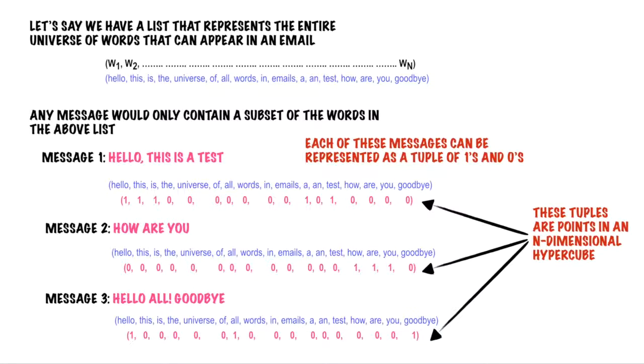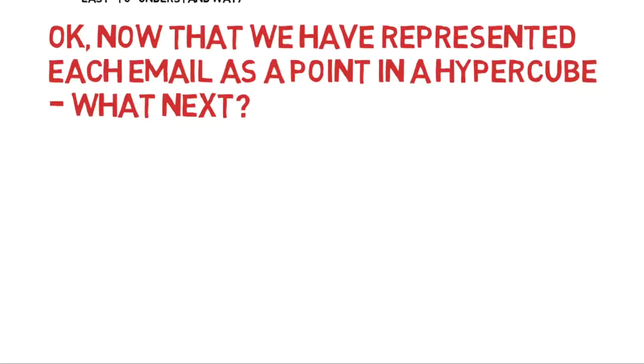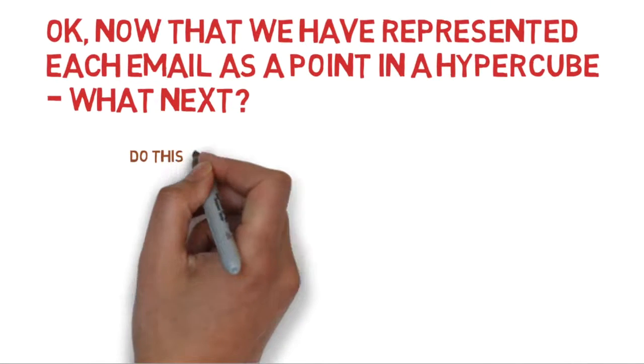Now all these tuples are points in an n-dimensional hypercube. The ones and zeros, or the elements of these tuples, represent the coordinates of that point in an n-dimensional hypercube. So using this simple method, we've been able to represent an email message, which is a text document, as a point in some n-dimensional space. Now that we've done that, what do we do next? This is where some cool machine learning algorithms come in.